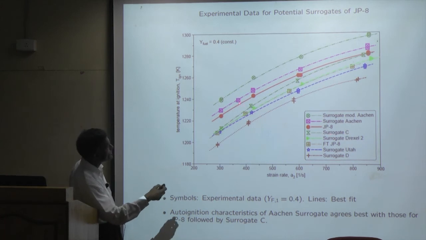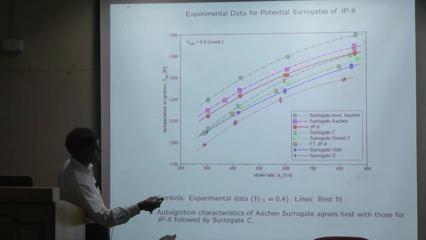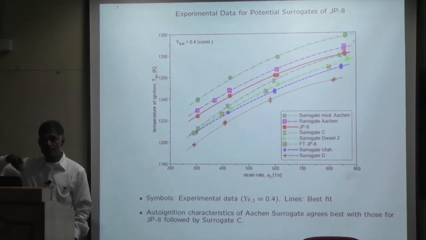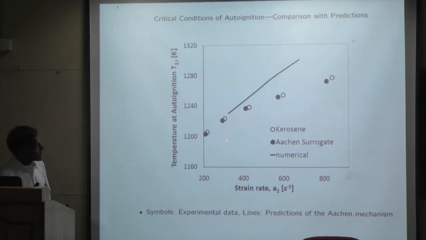It's also pretty good, except G. These are the two. Both these surrogates are the best as far as auto ignition characteristics are concerned. If you look at the relative order for extinction, it's different. Now this is again predictions by Eliseo Ranzi. You can see that this is kerosene, which is JP8. We call it kerosene. It's the same thing. And here you can see the auto ignition for Aachen.